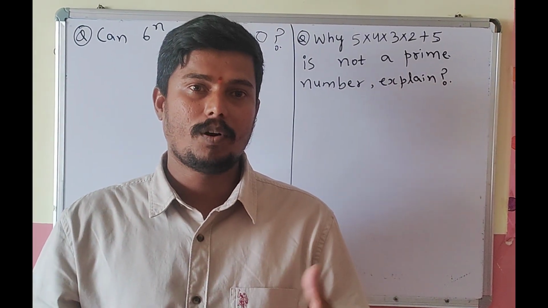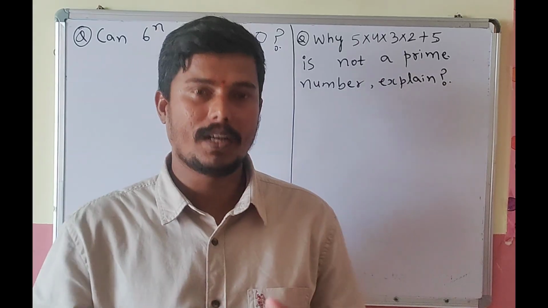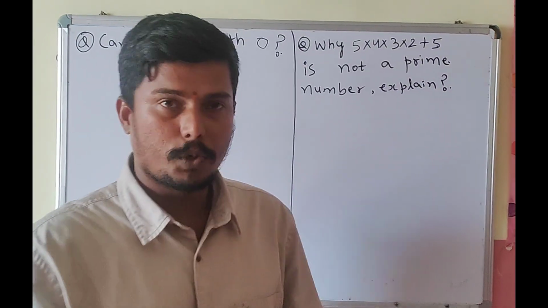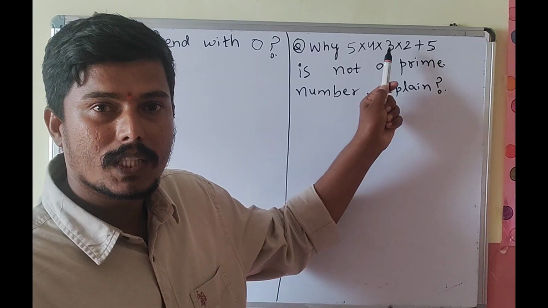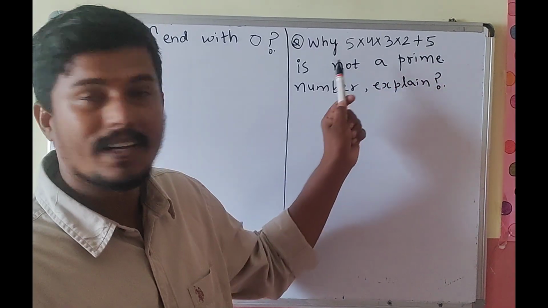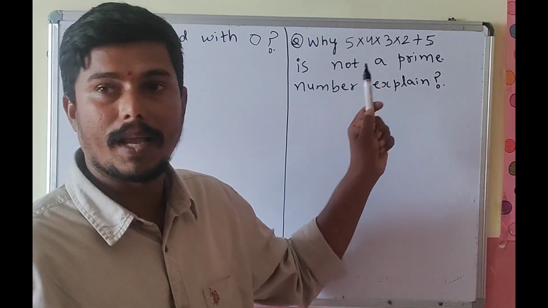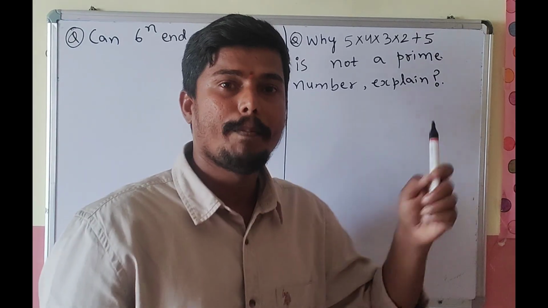The next topic is theorems, which are some important concepts which you need to learn. The question is, why is 5 into 4 into 3 into 2 plus 5 not a prime number? It's not a prime number.